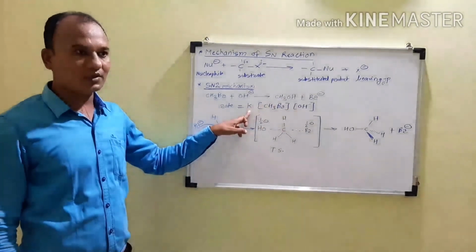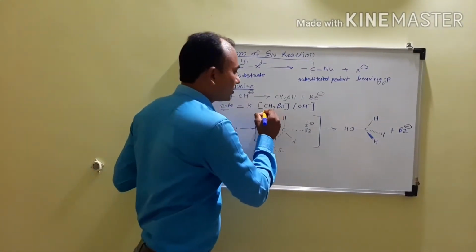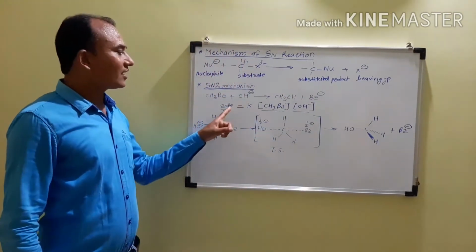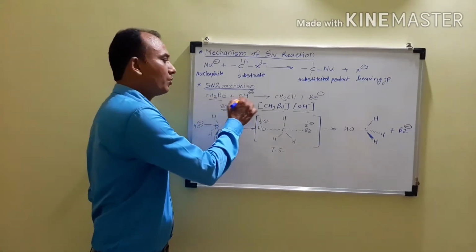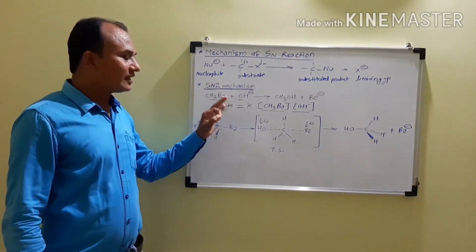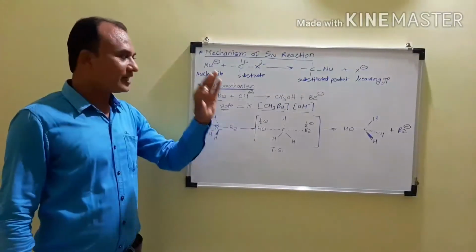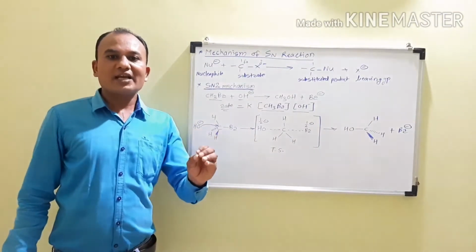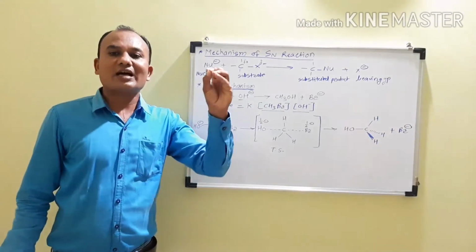K is the rate constant, it remains constant, and therefore we can say that the rate of reaction depends on the concentration of methyl bromide and the concentration of hydroxyl ions. It means the rate of this reaction depends on the concentration of both the reactants, that is the methyl bromide and the hydroxyl ions. It means that in the slow step both the reactants are present.